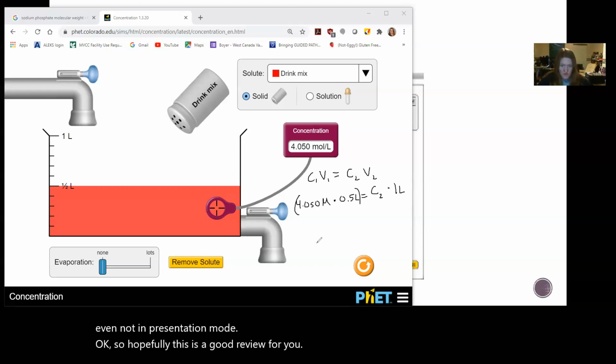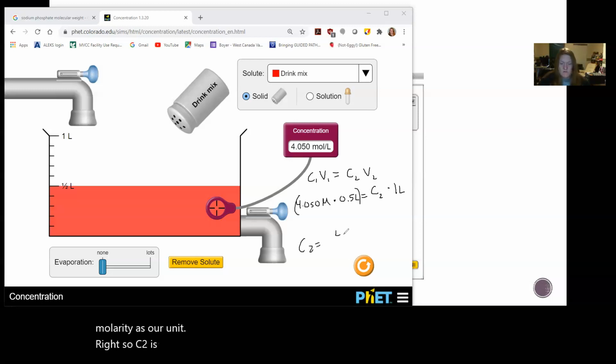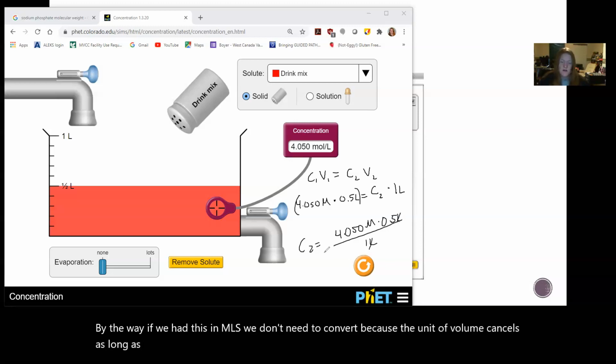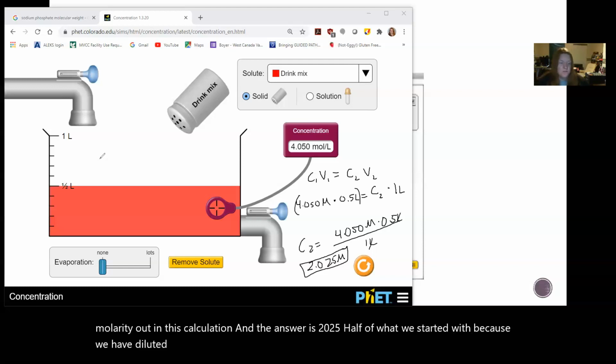What we're going to do is 4.05 times 0.5. Then divide that by the 1 liter to cancel out our units. And we're going to end up with molarity as our unit. Right? So C2 is equal to. By the way, if we have this in milliliters, we don't need to convert because the unit of volume cancels. As long as everything matches, you don't have to convert. So that means we're going to get molarity out of this calculation. And the answer is 2.025. It's half of what we started with because we've diluted it by double.